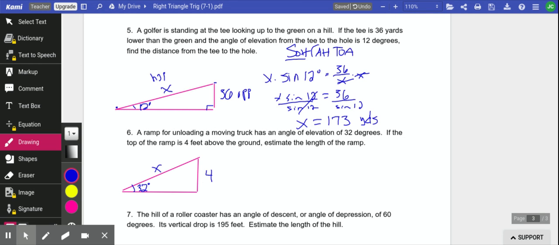Okay. Again, this is another opposite and hypotenuse. So it looks like we're going to use sine. This looks pretty much identical to the last problem we did, just different numbers. So the sine of 32 is 4 over x. So we'll multiply both sides by x. And then divide by the sine of 32.